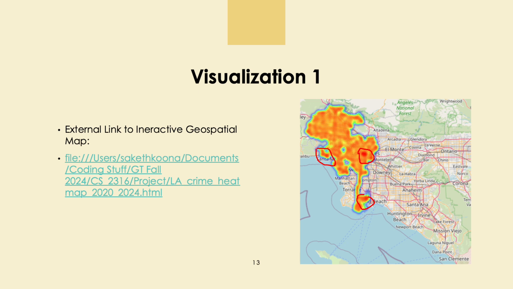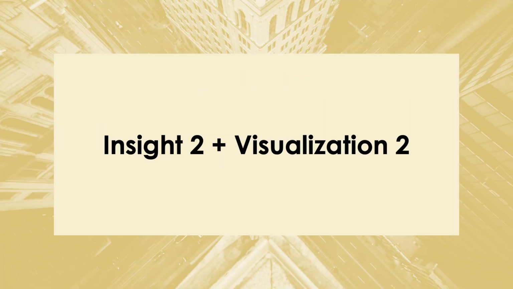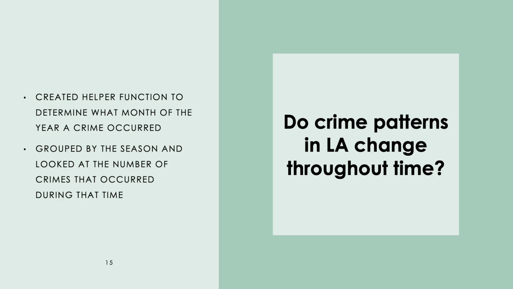Furthermore, you can also click on this link to interact with this map, zoom in, and see how concentrated these values are. Moving on. The second question that I wanted to answer was how crime patterns in LA changed throughout time, most notably how they changed with the seasons.